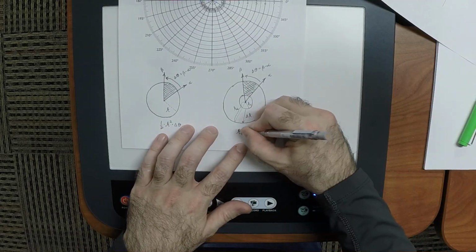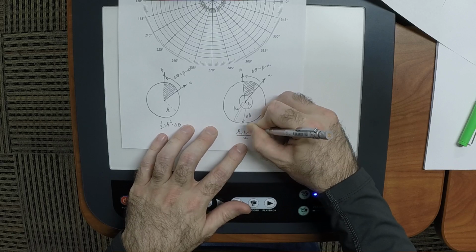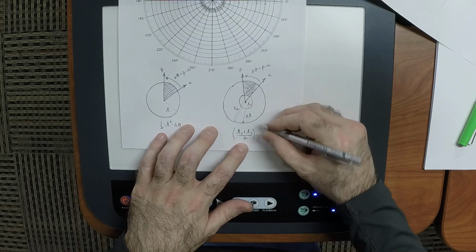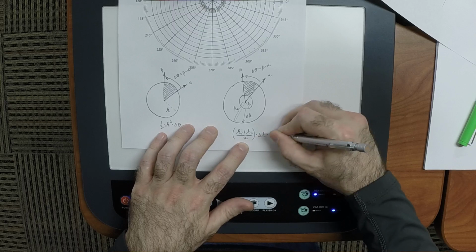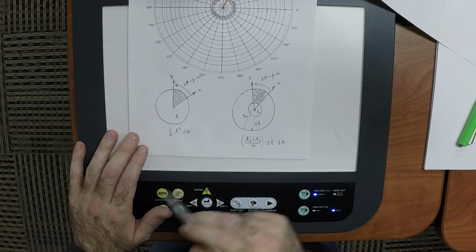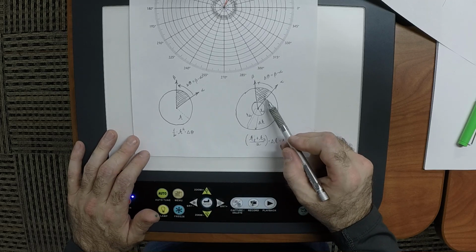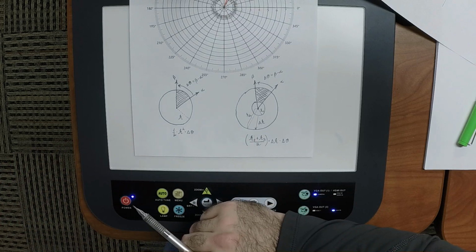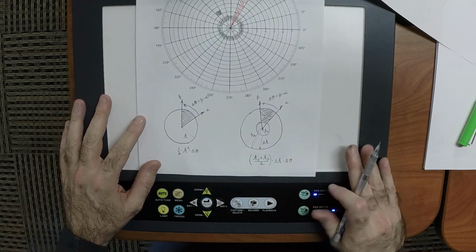So r1 plus r2 over 2 multiplied by what? Delta r, delta theta. Okay. So interpreting that, it's saying that the area of that annular sector is the average radius multiplied by the change in the radius multiplied by the change in the angle. Okay. Good. Any question about that?